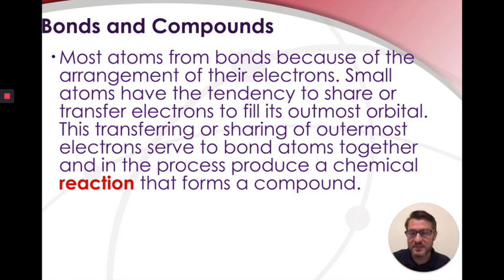So atoms, they like being neutral. They like having equal numbers of protons and electrons that balances them out. However, what they like even more than being neutral is to have a full valence orbital. So they want as many electrons in that final orbital as possible. And if at all possible, they want it to be full, meaning not too many and not too few.